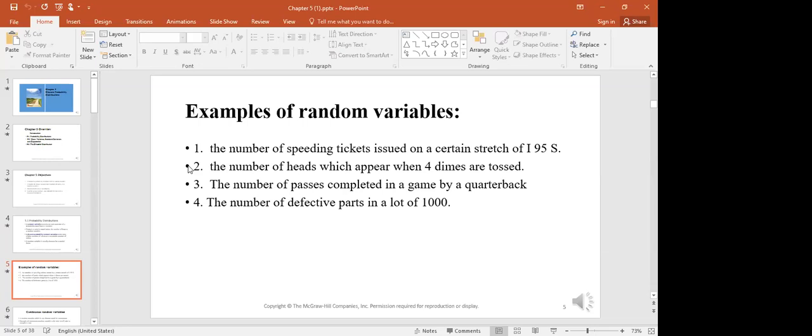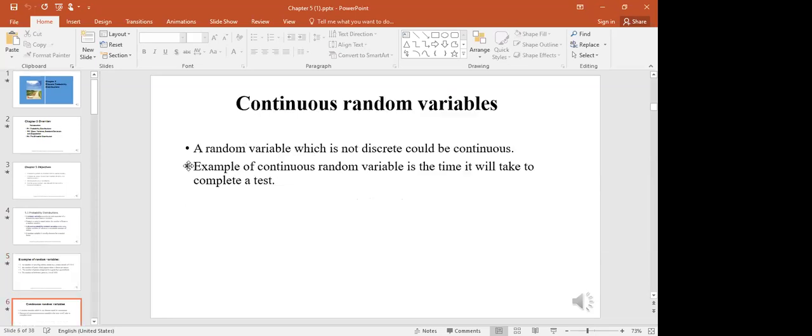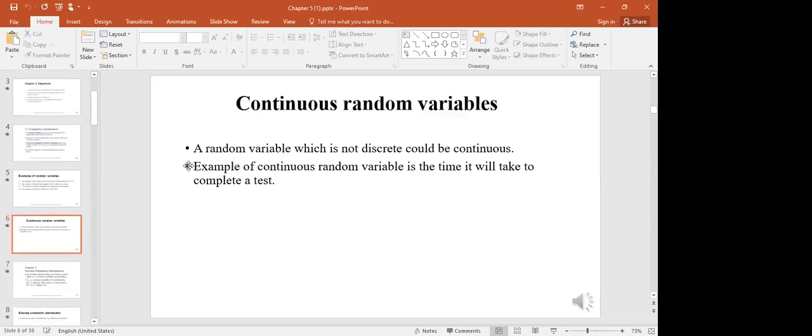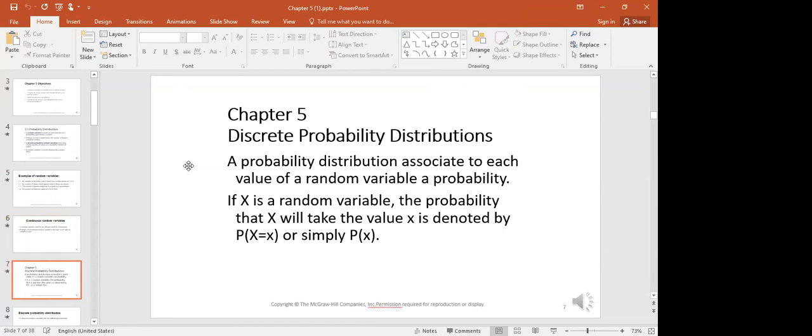If you toss a dime four times, the number of heads is a random variable. The number of passes completed in a game by a quarterback is a random variable. And the number of defective parts in a lot of 1,000 items is a random variable. So we are going to focus on this chapter of random variables.